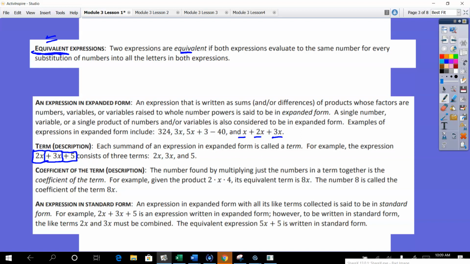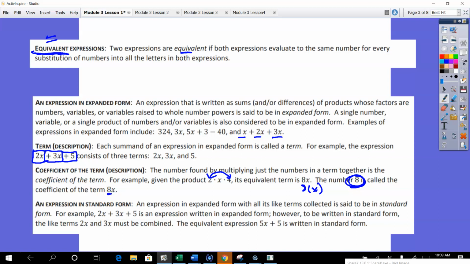Okay. The coefficient of a term is the number found by multiplying just the numbers in a term together. It's called the coefficient. So for example, the given product 2 times x times 4, its equivalent term is 8x. So 2 times 4 is what gives me 8, and so we're doing 8 times x. So the number 8 is what we call our coefficient. It's the number that's in front of that variable. So that's called our coefficient.